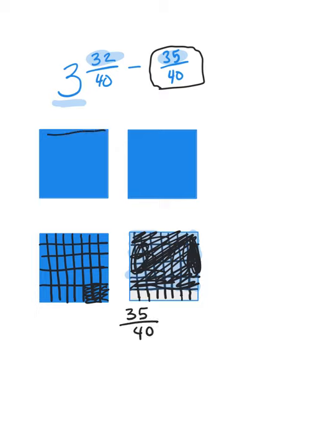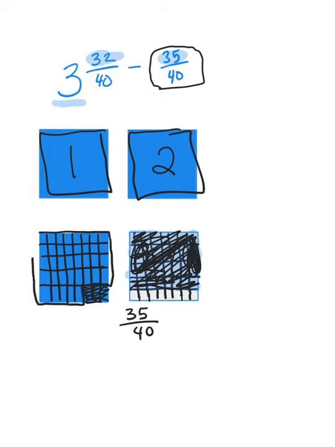What does that leave me? 1 whole, 2 wholes, and then this portion is what is left. And that is, let's see, 8, 16, 24, 32, 33, 34, 35, 36, and 37. 2 and 37 out of 40 is what I have left.